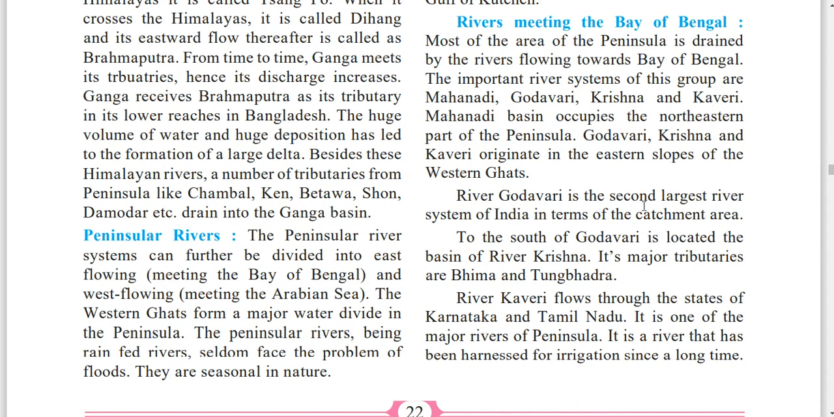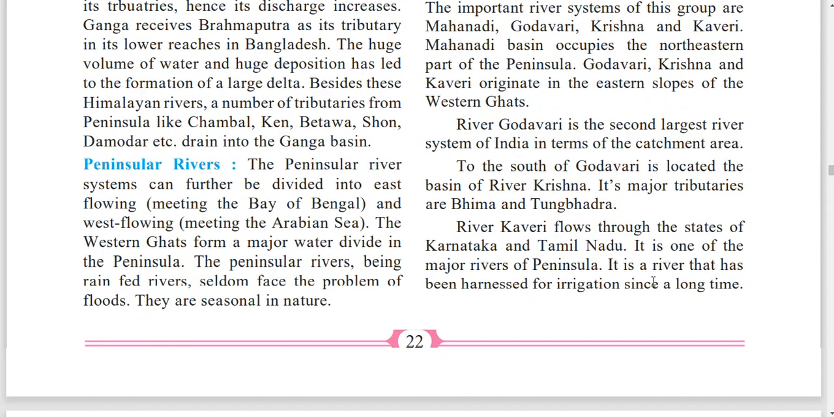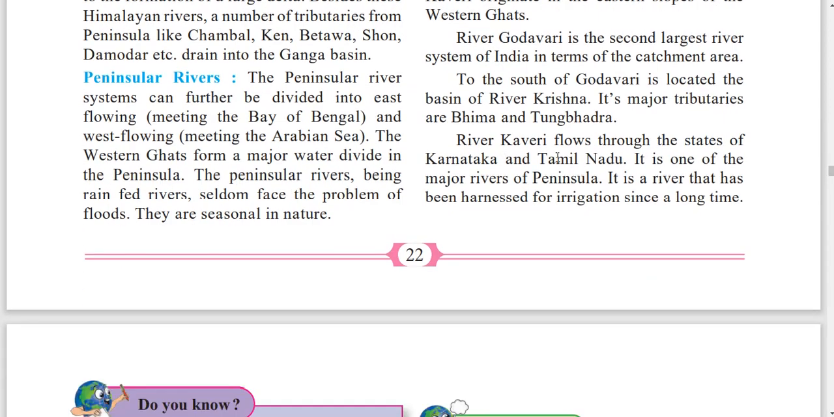River Godavari is the second largest river system of India in terms of catchment area. To the south of Godavari is located the basin of River Krishna. Its major tributaries are Bhima and Tungbhadra. River Kaveri flows through the states of Karnataka and Tamil Nadu. It is one of the major rivers of the peninsula. It is a river that has been harnessed for irrigation since a long time.